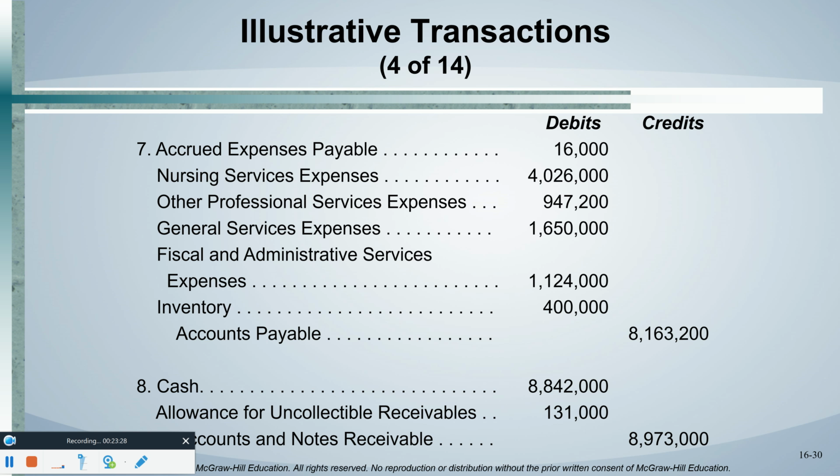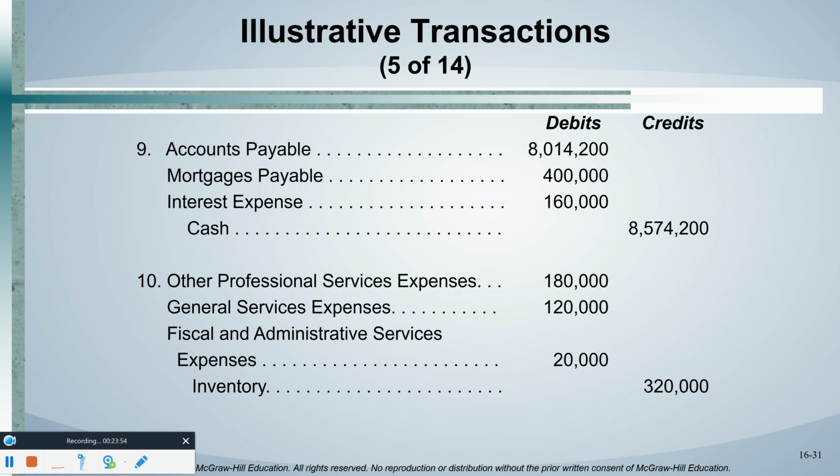Journal entry 7, all we're doing is accruing our expenses, as you see here. Journal entry 8, we are collecting on our receivables. In addition to collecting on our receivables, we decided to write off an additional $131,000 of receivables that have been reserved for bad debt previously. They're being written off here. At the same time, we're collecting other receivables. Journal entry 9, we're just paying off our bills, debiting the payables, and it looks like we're paying some interest on the mortgage as well.